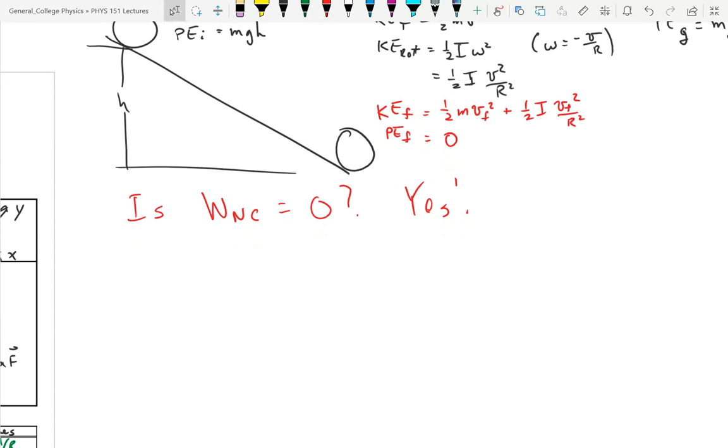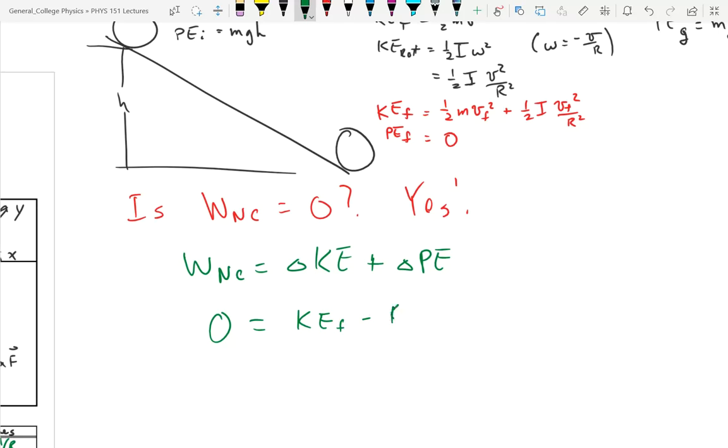If it was sliding, it would not be 0. If somebody was pushing on it or you had a motor working on it, then it would not be 0. But since it is 0, we're happy. It makes life easier. And then we apply the work-energy relation. Work non-conservative is change in kinetic energy plus change in potential energy. 0 is equal to kinetic energy final minus kinetic energy initial plus potential energy final minus potential energy initial. Putting in the values I have up above.